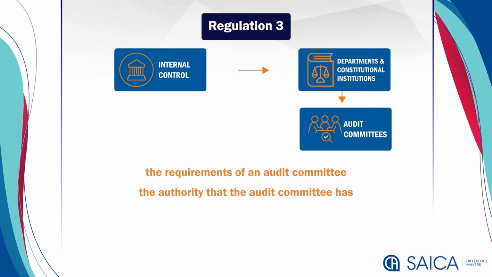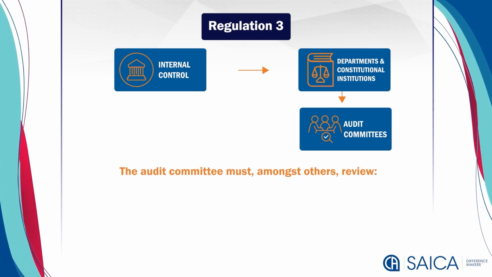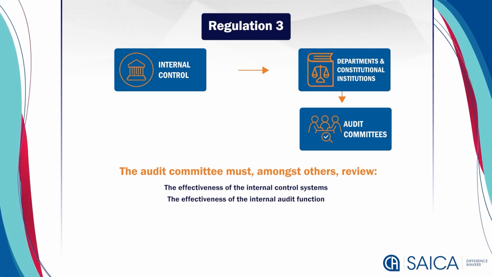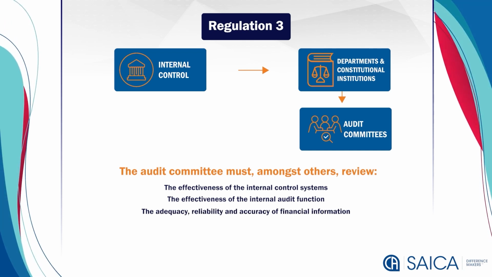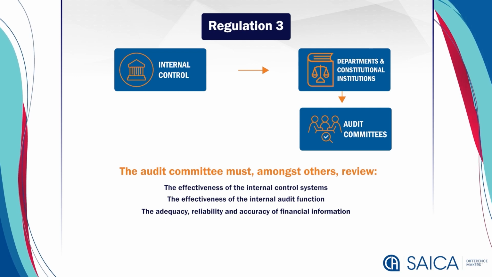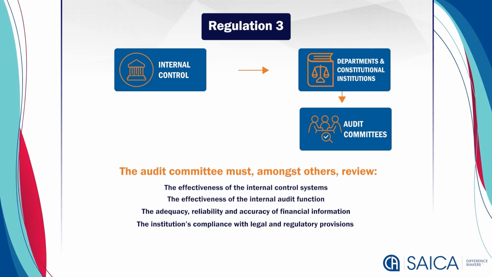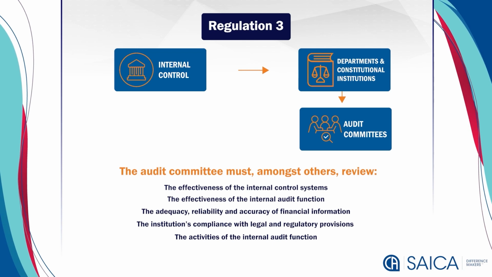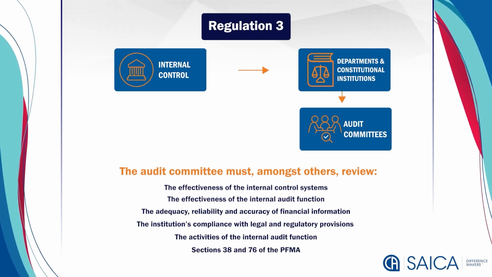Audit committees must be constituted so as to ensure their independence. The audit committee must, amongst others, review the effectiveness of the internal control systems, the effectiveness of the internal audit function, the adequacy, reliability, and accuracy of financial information, the institution's compliance with legal and regulatory provisions, and the activities of the internal audit function. Internal controls and internal audit stem from sections 38 and 76 of the PFMA.